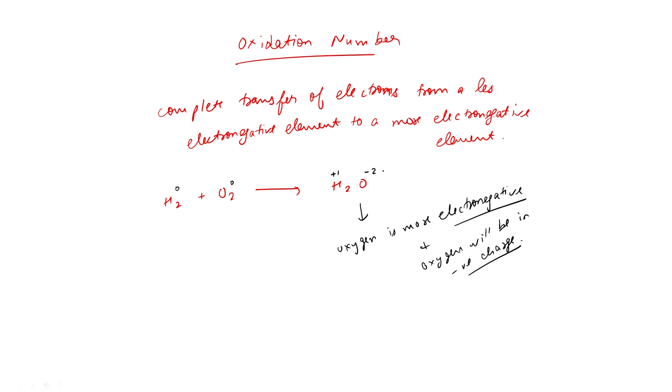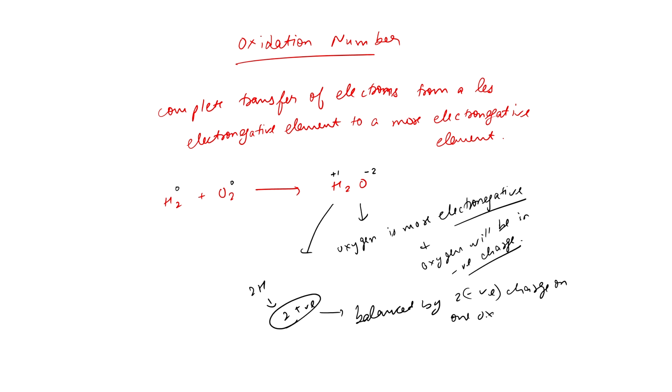You see, the overall charge should be balanced. How will it be balanced? Because there are two hydrogens corresponding to two positive charges, that has been balanced out by two negative charges. That is why the formula is H2O.